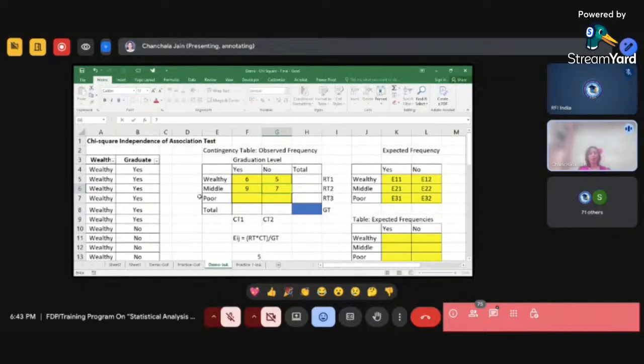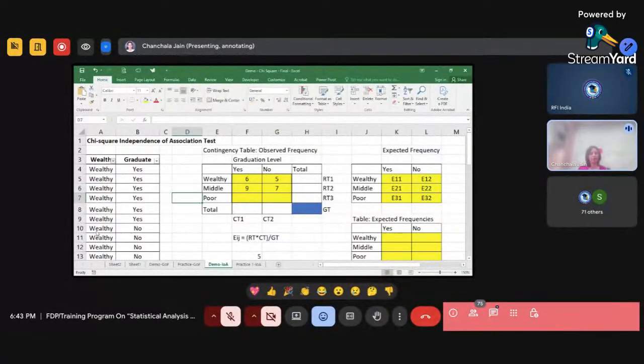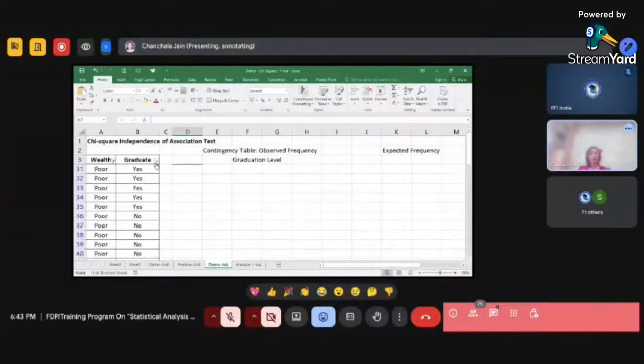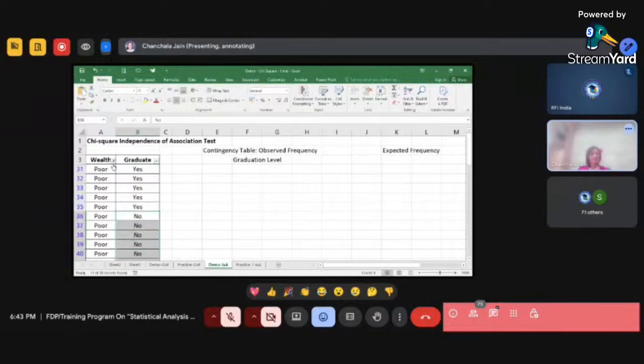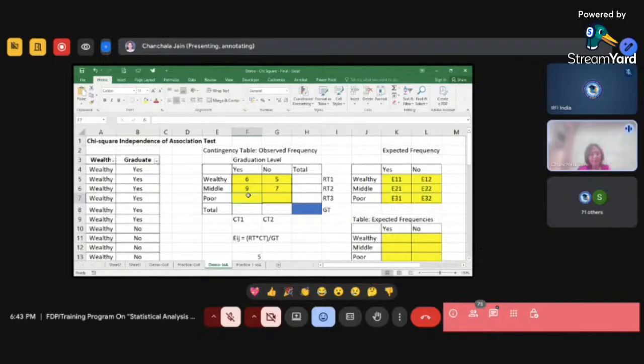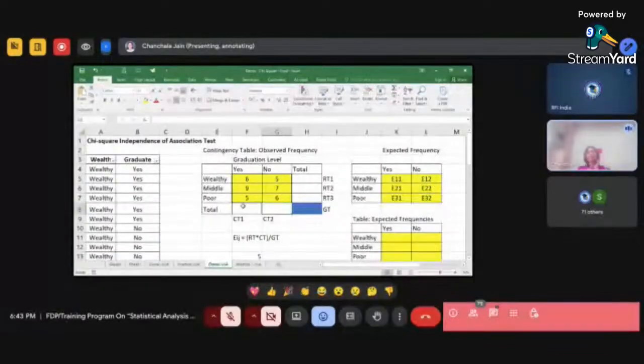Similarly, I'll click on the drop down. Now I'll select the last category, which is poor. I click on OK. I click on the drop down. I'll select yes. I click on OK. So poor and yes is 5. Poor and no is 6. So it is 5 and 6. So this way we calculated this. You can put here it is 5 and it is 6. Done. So you can now write down what I have written here. It is 6, 5, 9, 7 and 5, 6.